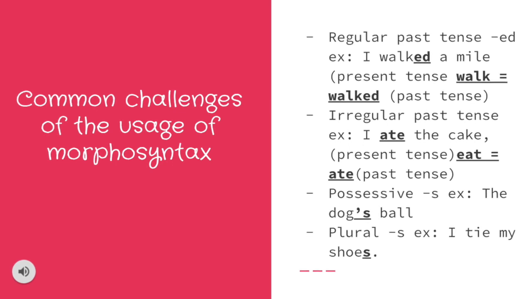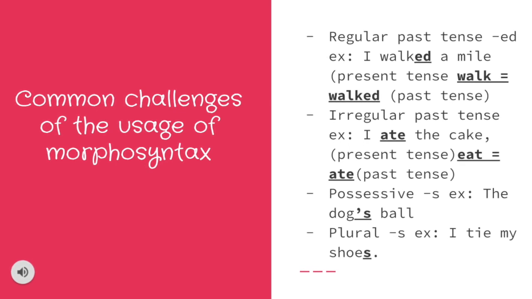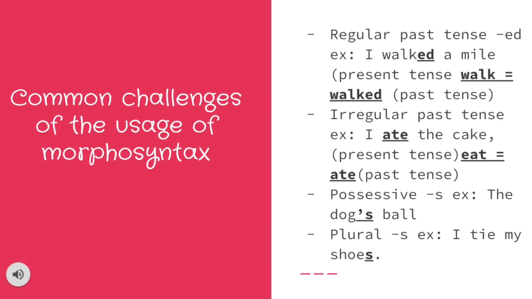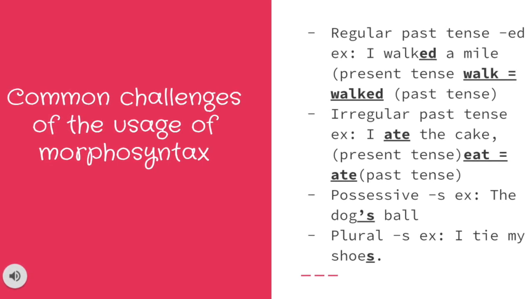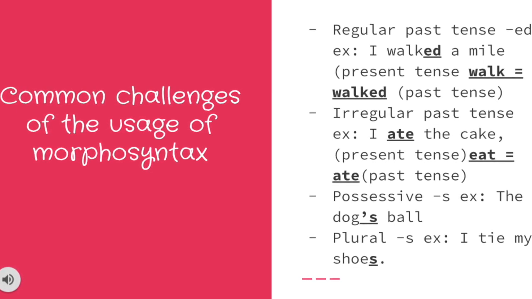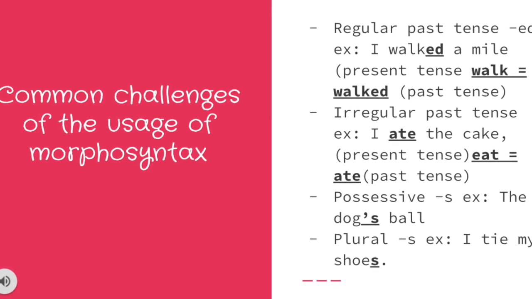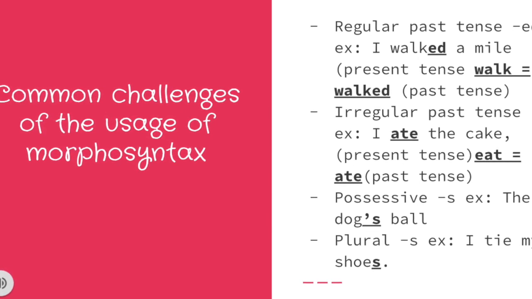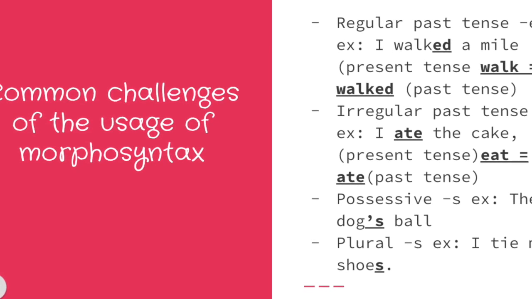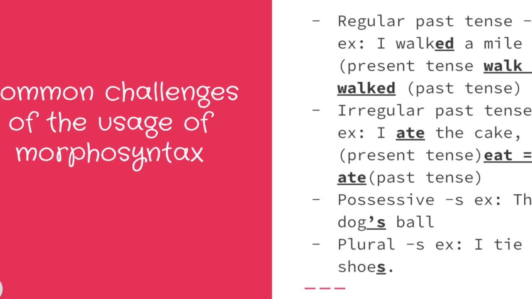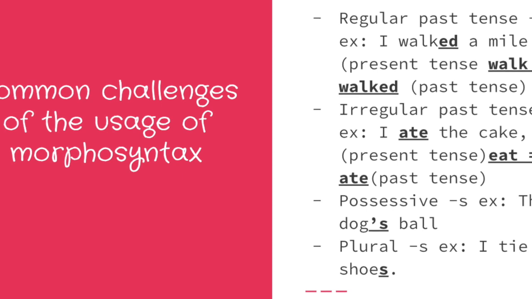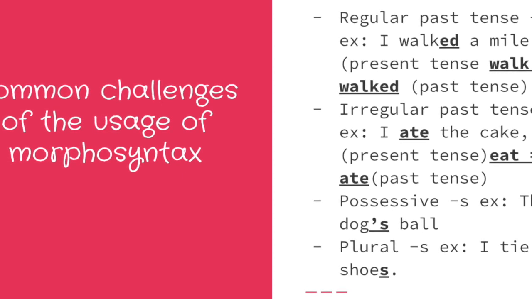So now, elaborating on some of the common challenges that we just saw in the video. Some of the common challenges are usage of regular past tense, ed, such as walked or talked, and irregular past tense, such as swim turning into swam or eat turning into ate. More problems are possessive S. For example, the dog's ball. There's only one dog and the ball belongs to him. And lastly, plural S, as in the sentence, "I tie my shoes," indicating there are multiple shoes.